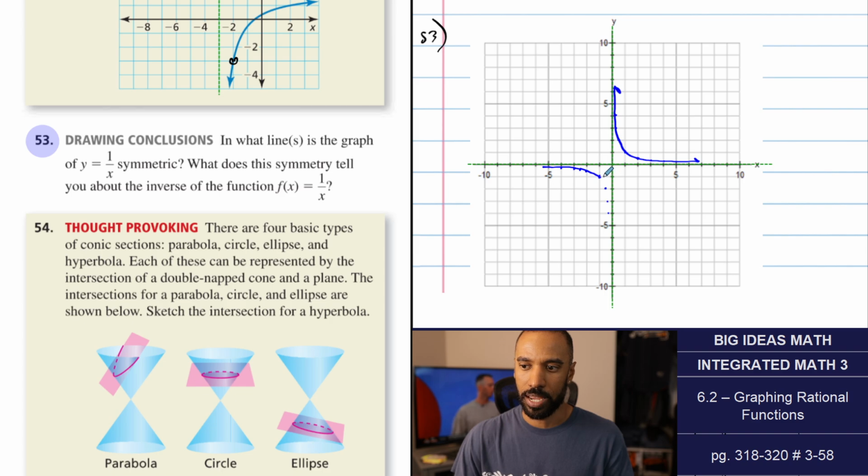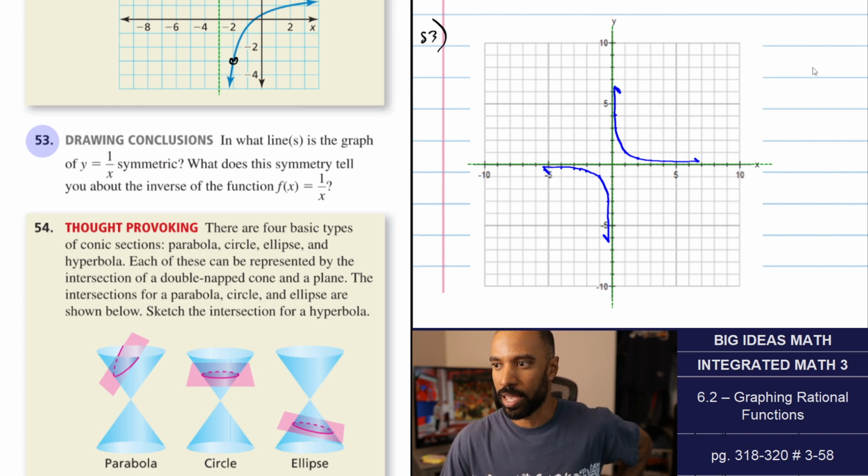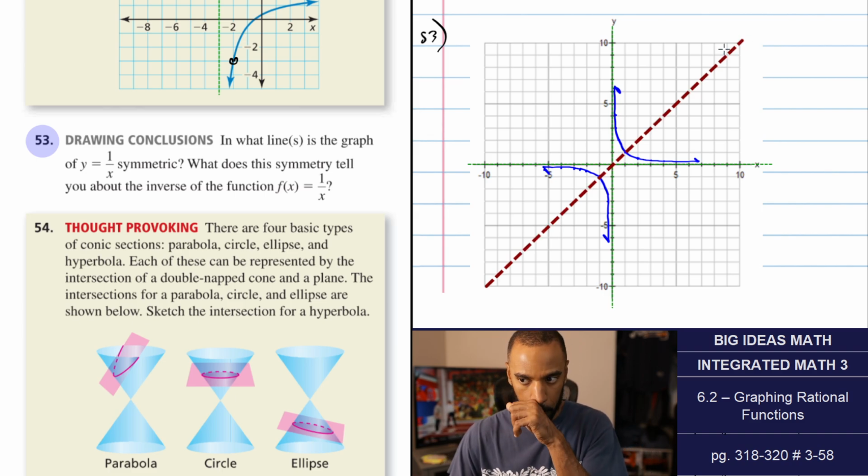There is symmetry on this thing, like an inverse function would. That's why they're asking about it. But there are two forms of symmetry, actually. I see one that's across the line y equals x, which would be the one I was really thinking about to begin with. So there's this line here, y equals x. If you tilt your head that way, you can see the symmetry.